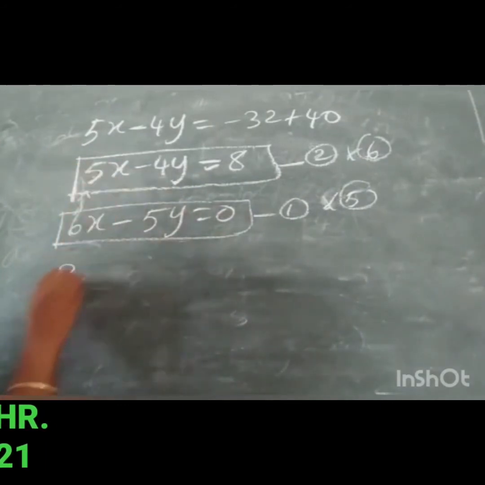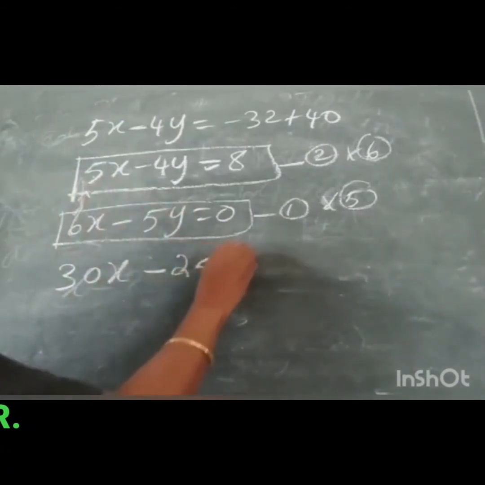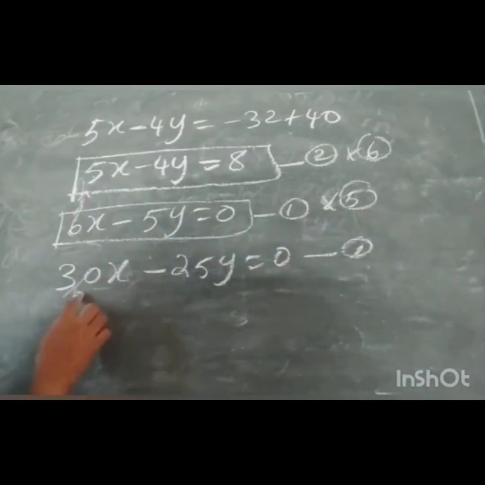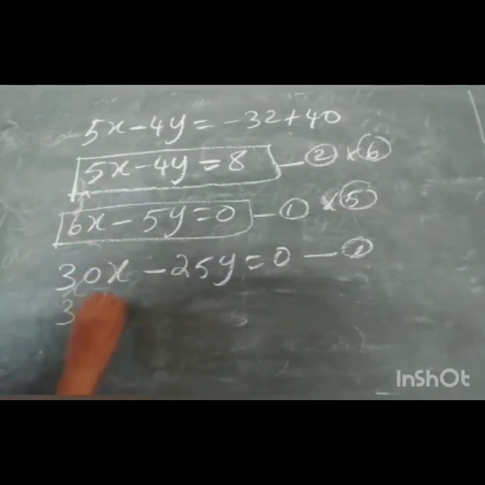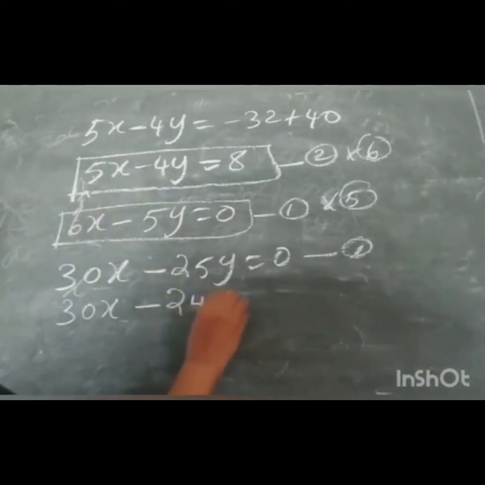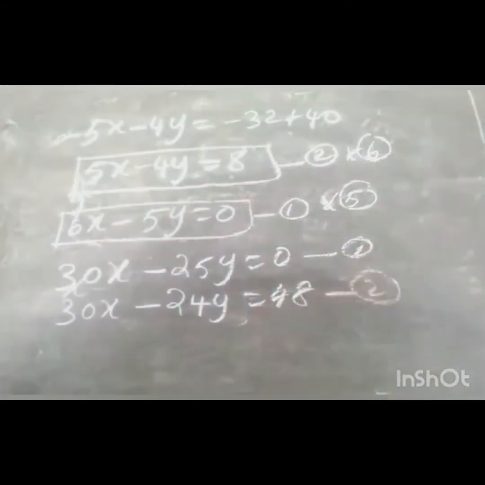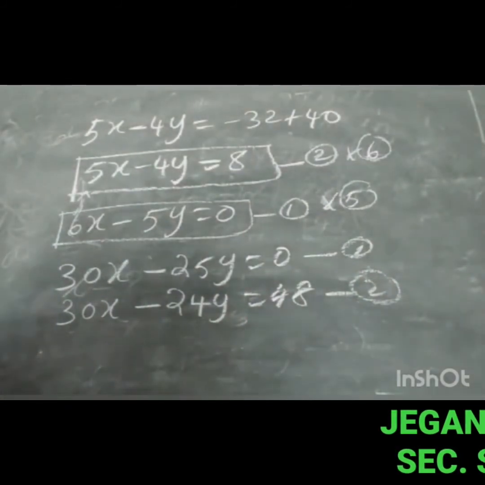6 fives are 30x minus 5 into 5, 25y, equal to 0. So the first equation becomes 30x minus 25y equal to 0. Now multiply the second equation by 6. So 5x multiplied by 6 is 30x, minus 6 fours are 24y, equal to 6 eights are 48. So the second equation becomes 30x minus 24y equal to 48.